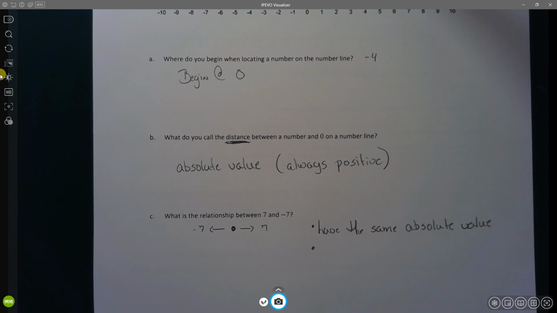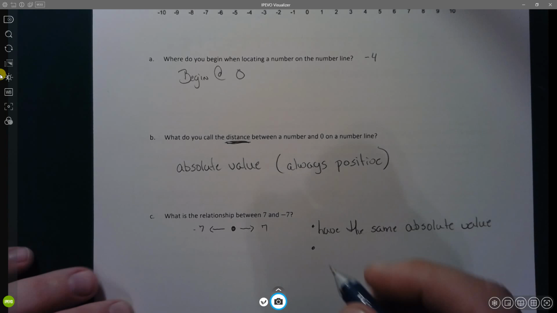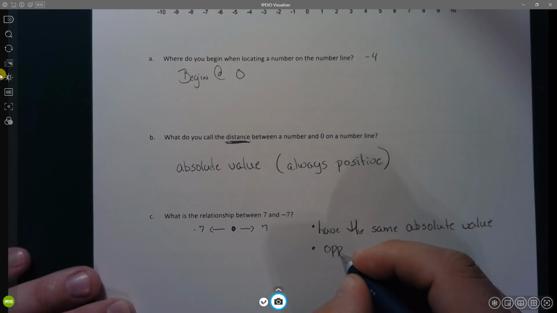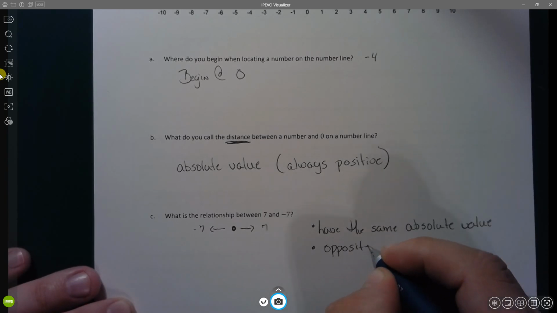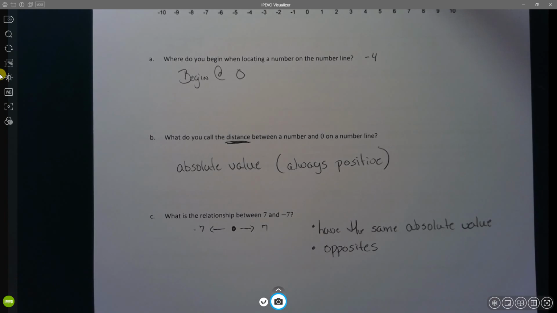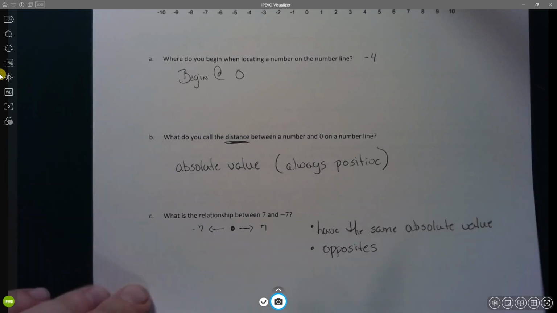If your parents decided to overdraw their bank account by $100, they'd be -$100 in the hole. How much money would they have to deposit in order to get back to 0? They'd have to deposit $100. That's what we call opposites. So these two numbers are opposites of each other. That's the relationship that 7 and -7 share: same absolute value, and they're opposites. Fantastic. Good job so far, guys.